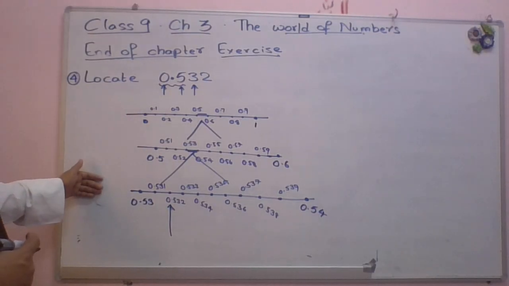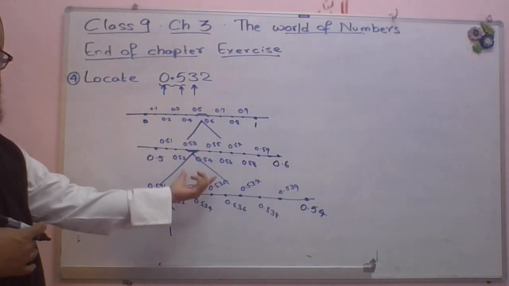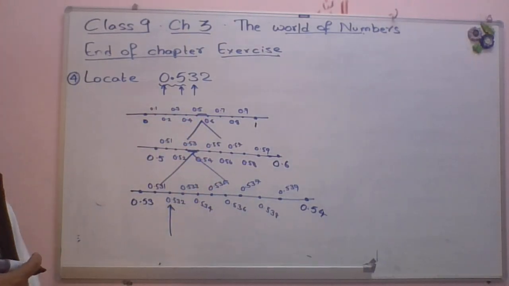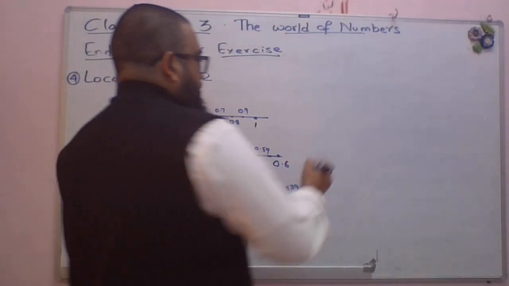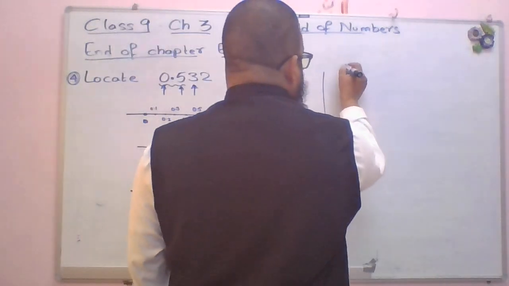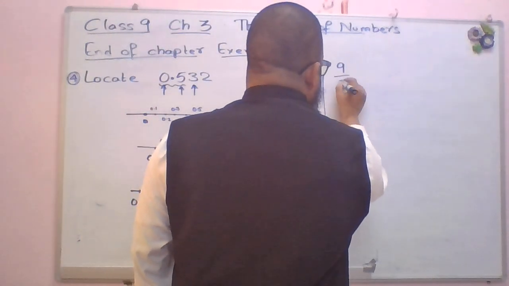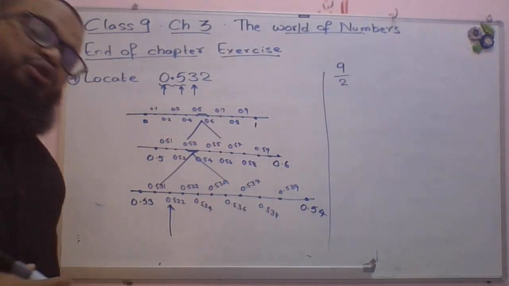So this is the way of locating decimals on the number line. We call it successive magnification, since we have to magnify the decimal parts. I hope you understood this, and if you have doubt, you ask me. Suppose anybody asks to locate, for example, 9/2 on the number line, a fraction. What are you supposed to do?